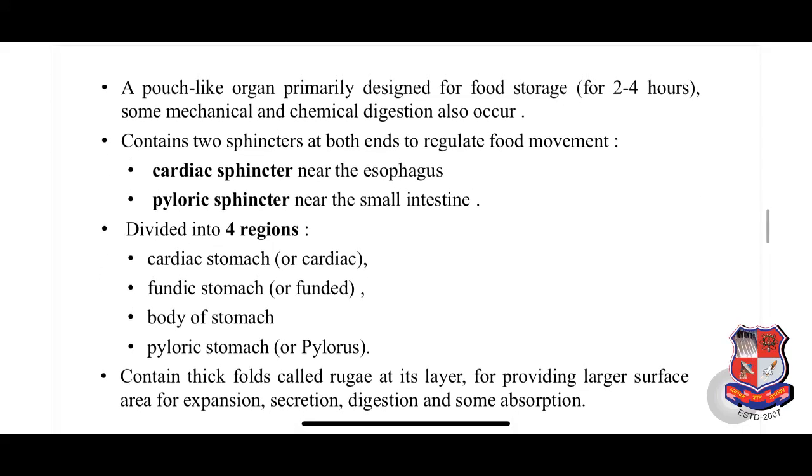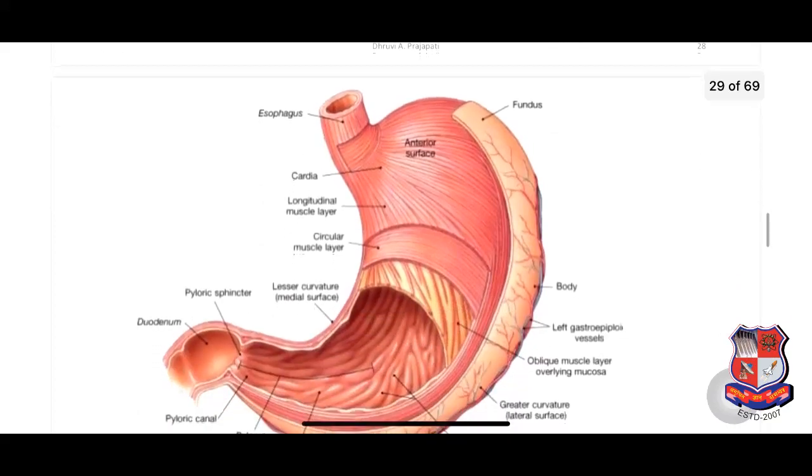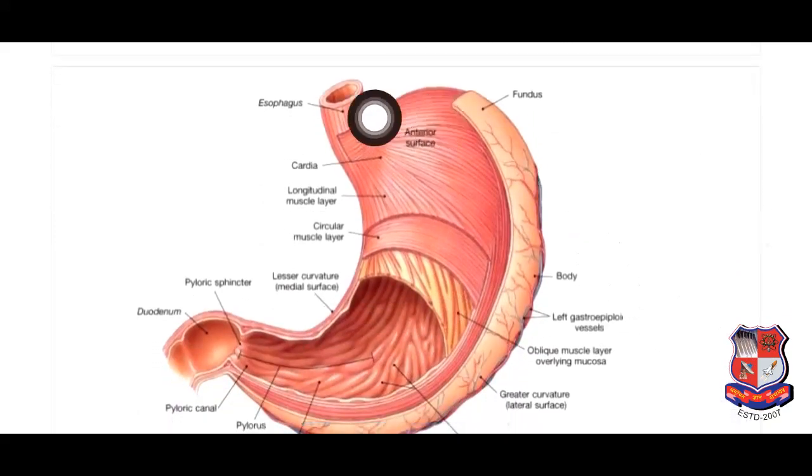Stomach is a pouch-like organ primarily designed for food storage for about 2 to 4 hours. Some mechanical and chemical digestion also occur. Stomach contains 2 sphincters at both ends to regulate food movements: cardiac sphincter near the esophagus and pyloric sphincter near the small intestine. Here in the diagram you can see the cardiac sphincter and pyloric sphincter.